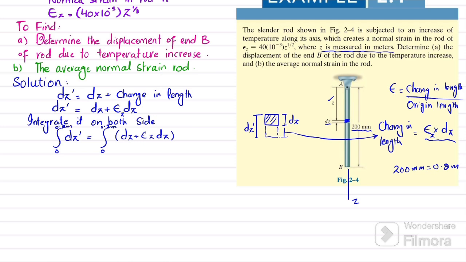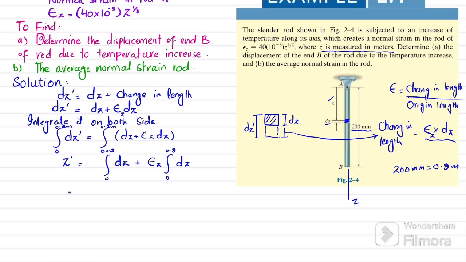Okay, so when you integrate it again, you will get here z dash, and that will be from 0 to 0.2. Okay, as we are going to find out the total increase in the length, I will not integrate the left side, only we will integrate the right side. So this will be the integral of dz from 0 to 0.2 meter plus epsilon z times the integral from 0 to 0.2 meter of dz. Okay.